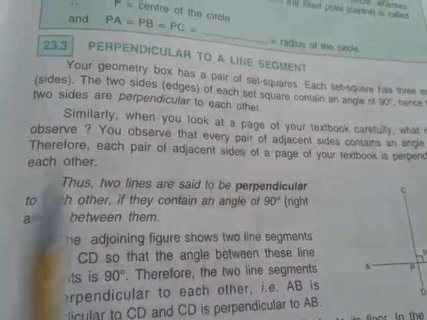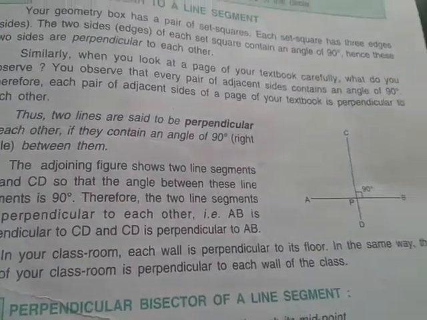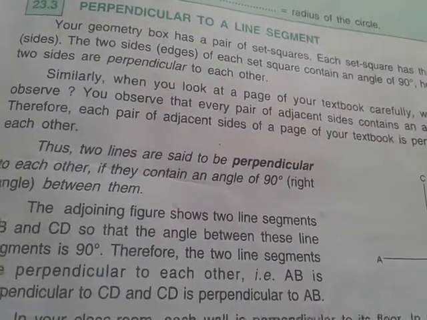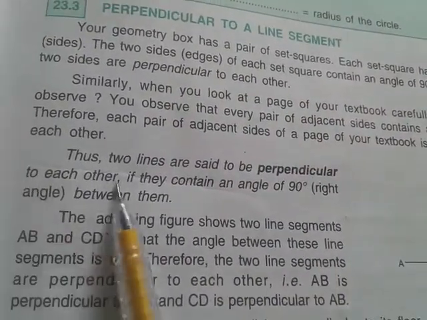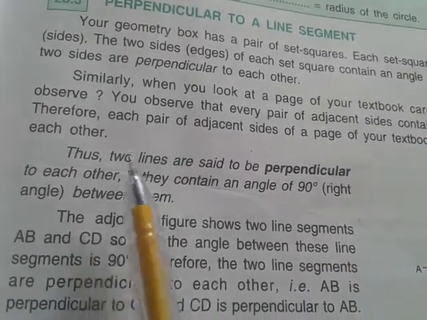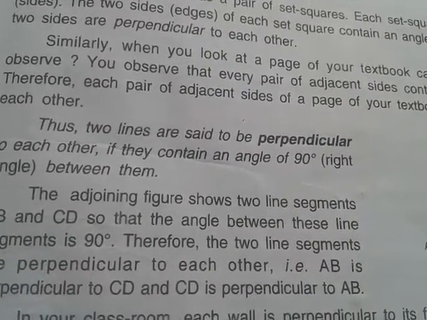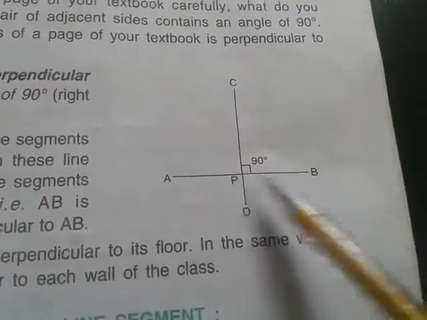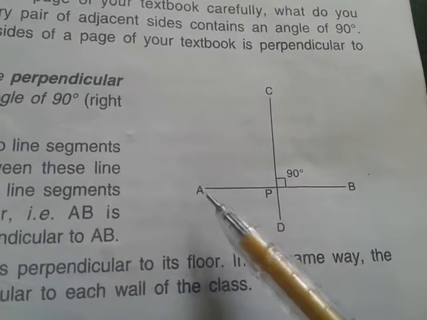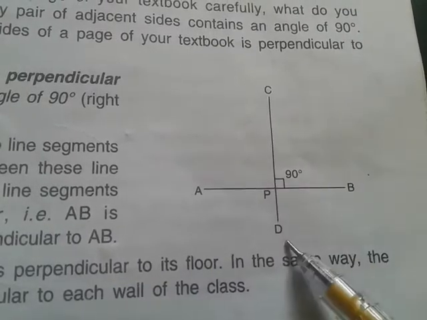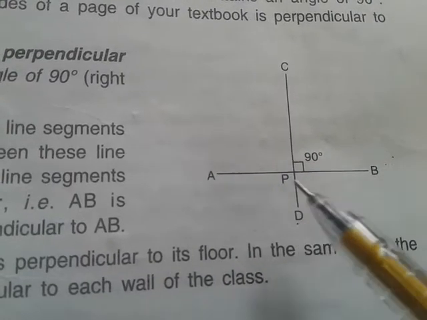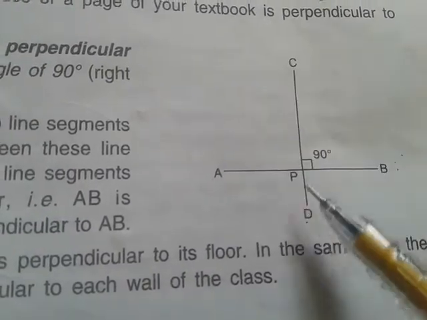Now, perpendicular to a line segment. Now this is again a very, very important concept, children. Two lines are said to be perpendicular to each other if they contain an angle of 90 degrees, that is, a right angle between them. Two lines are said to be perpendicular means suppose this is line AB and we have line CD. Since there is no arrow, this is a line segment. So line segment AB is perpendicular to line segment CD.